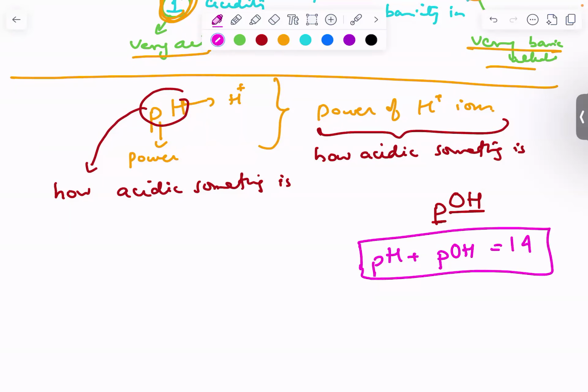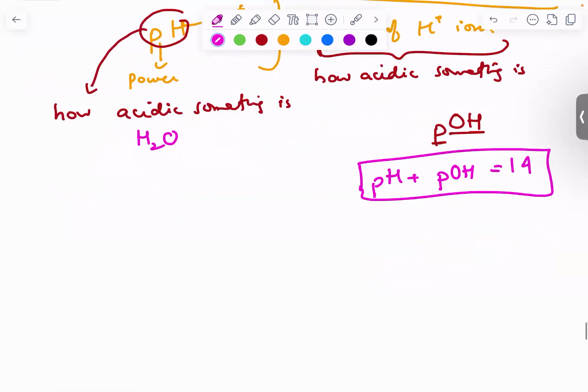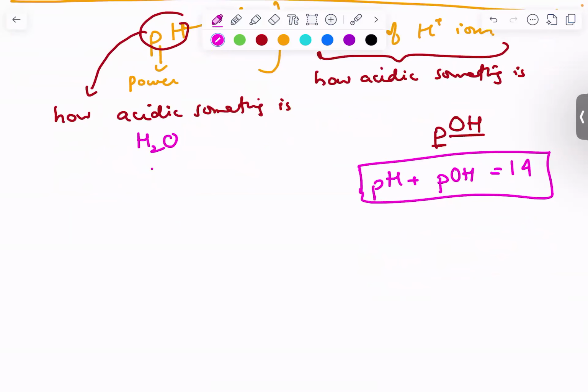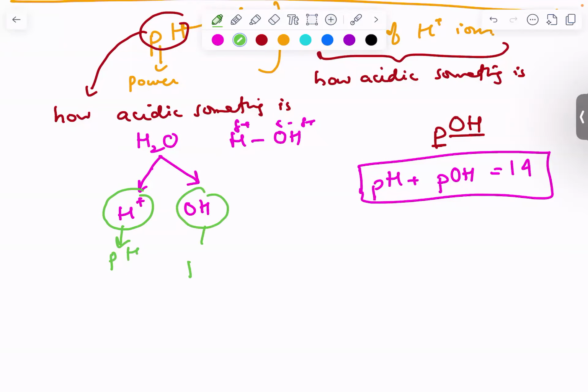Because you know what? pH is the power of hydrogen ions. In water, it is neutral. Are you getting my point? Water is neutral. I'm teaching you this, Minha, because I think it is very important. Water is made up of hydrogen ion and hydroxyl ion. Whenever I write water, I ask you to write it like this, which will be easier for you to understand. This means here you can calculate pH, and here you can calculate pOH.